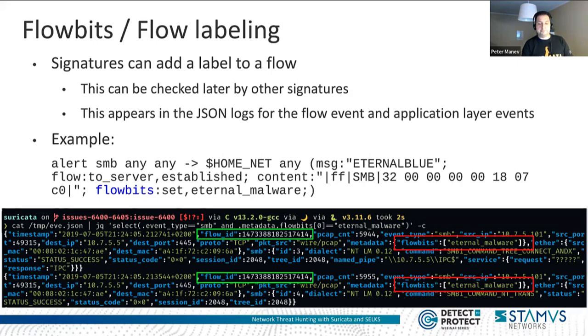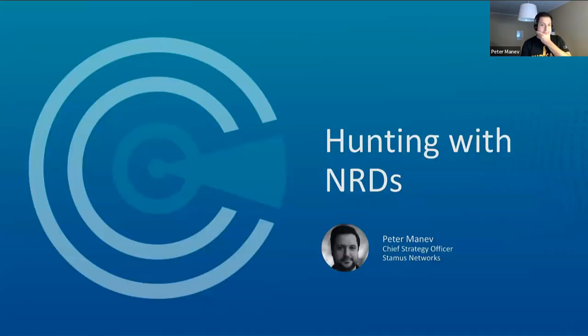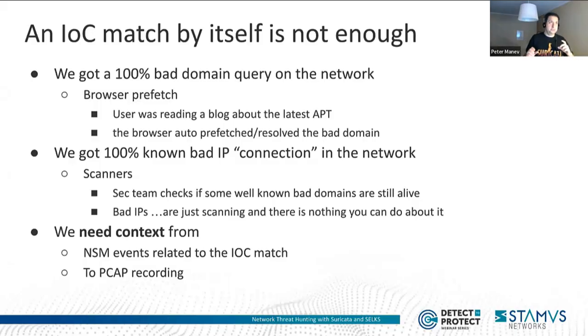Now, let's do a couple of examples here. I was mentioning as one potential good idea newly registered domains, NRDs. What does this mean? Before we answer that question, let's talk a little bit about an IOC match. There are plenty of threat intel vendors out there. So how good is an IOC match by itself? Is it enough or not?